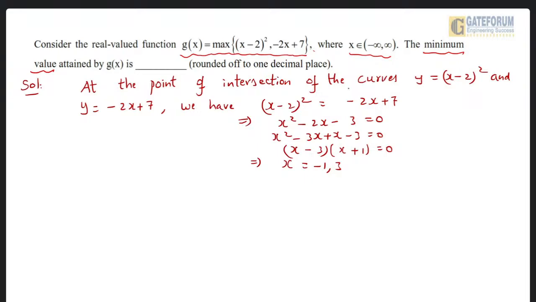for all real numbers, minus infinity comma infinity, x belongs to minus infinity comma infinity means all real numbers. Now all real numbers can be classified into three categories because of the 2 points of intersection. All values of x less than minus 1, all values of x lying between minus 1 and 3, all values of x greater than 3. These are the three parts that divide the entire real numbers minus infinity comma infinity.